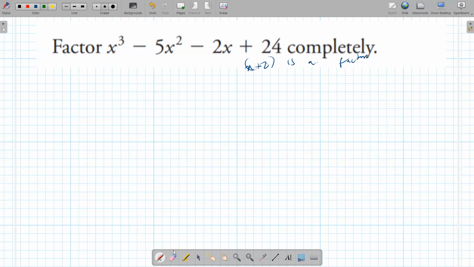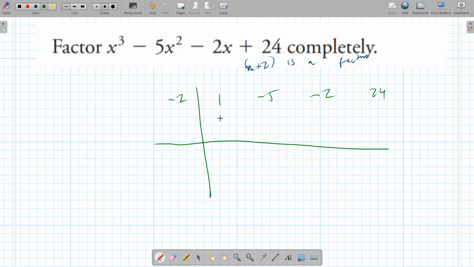So then after that, you just do synthetic with the -2. To know if you've done it right, because this is a factor, the remainder has to be 0. So if you do it right, your remainder down here is going to be 0. So how do we do this? You first bring the 1 down, and then you multiply this by -2, then you add them. Up to down you add, diagonal you multiply.